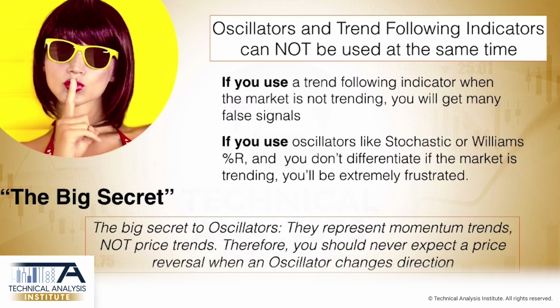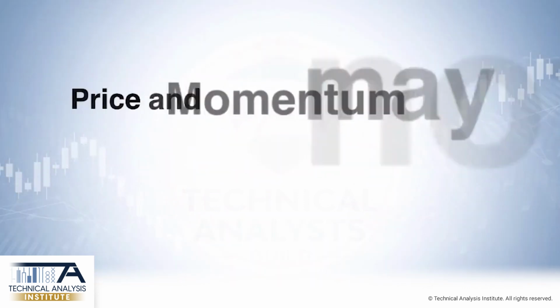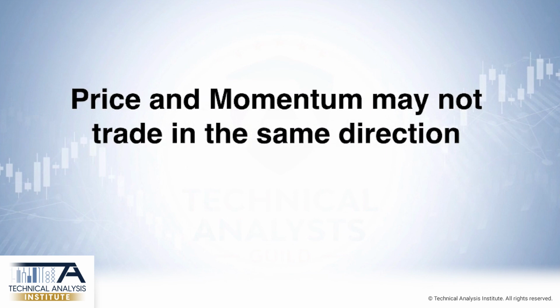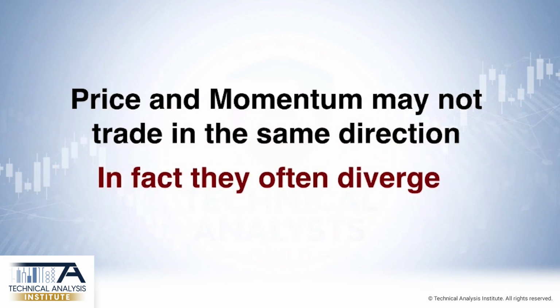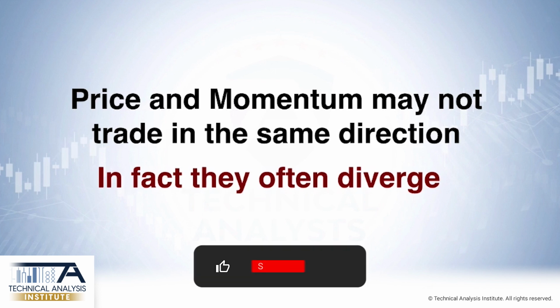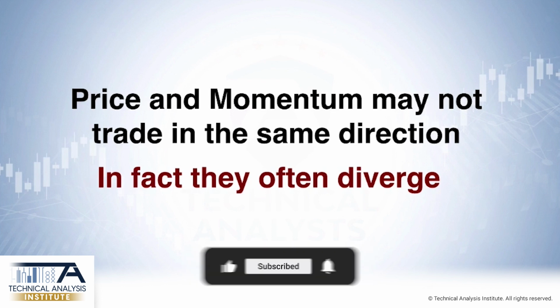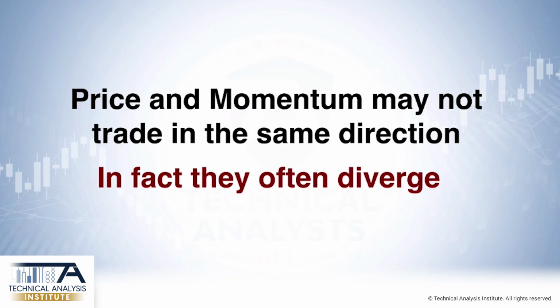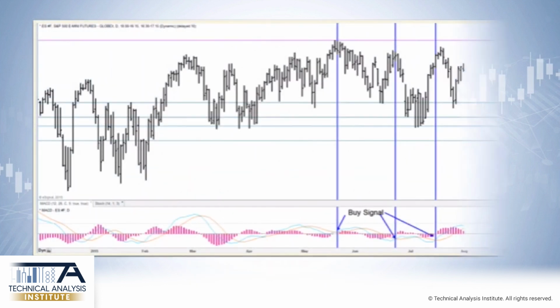They represent momentum trends, not price trends. Therefore, you should never expect a price reversal when an oscillator changes direction. This is something you should commit to memory. Price and momentum may not trade in the same direction. In fact, they often diverge. Unfortunately, traders are not aware of the secrets of these two indicators, and this can make a huge difference in their bank accounts. Let me show you some examples.